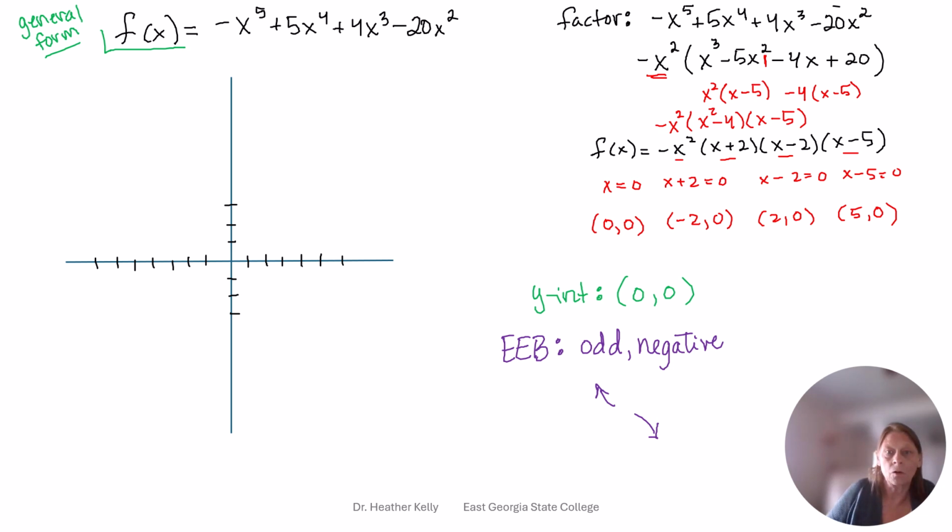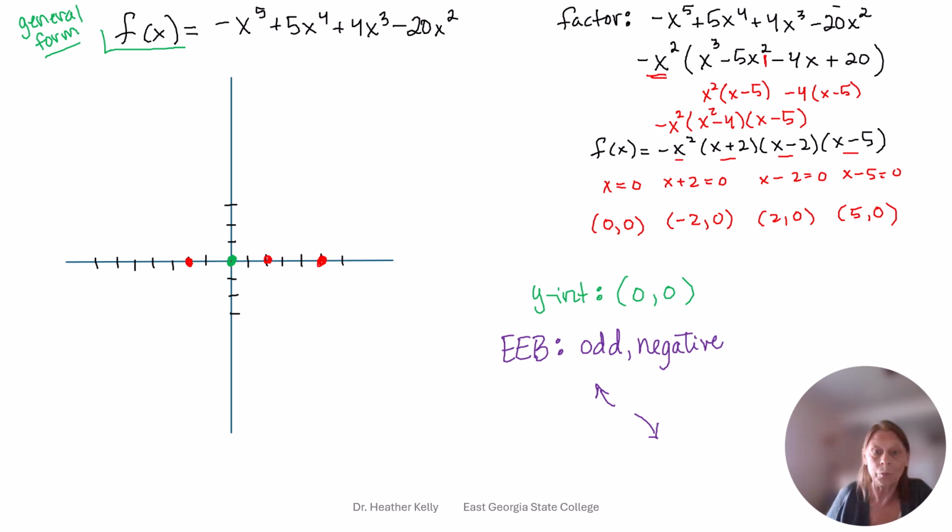Let's plot our x-intercepts first. We have 0, 0. We have negative 2, 0. We have positive 2, 0. And we have 1, 3, 4, 5, and 0. Our y-intercept is also 0, 0. So I'm just going to put it there. Notice we don't have any levels here. There's no points for us to connect to, and you cannot draw a straight line across the x-axis. That is not allowed. So we're going to have to be figuring out some stuff.